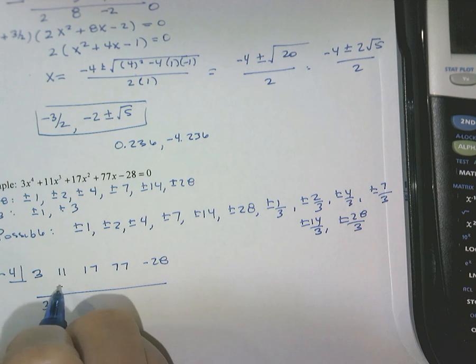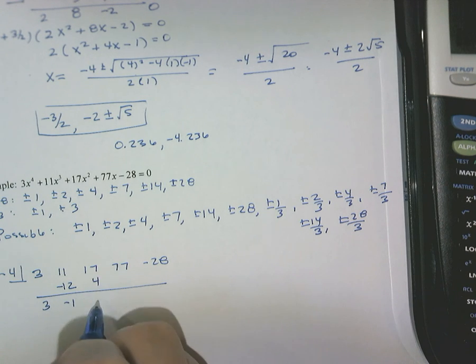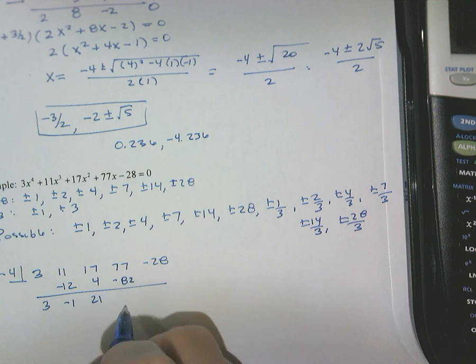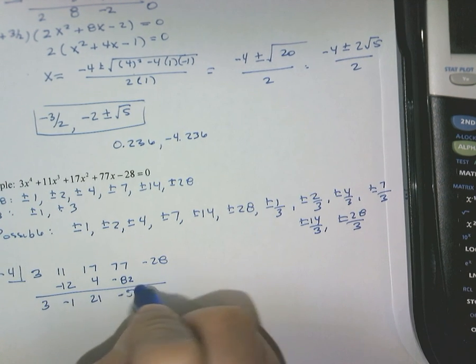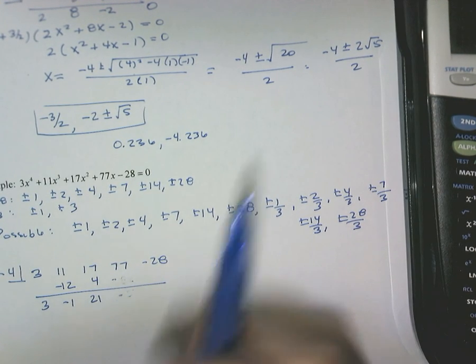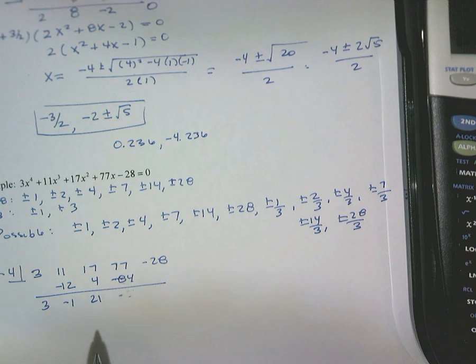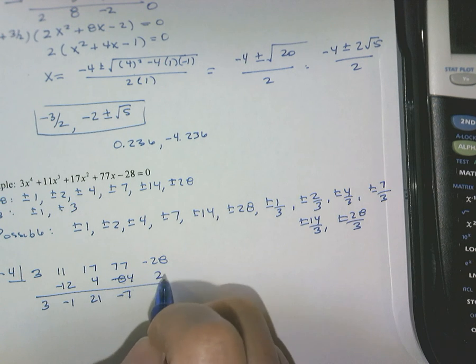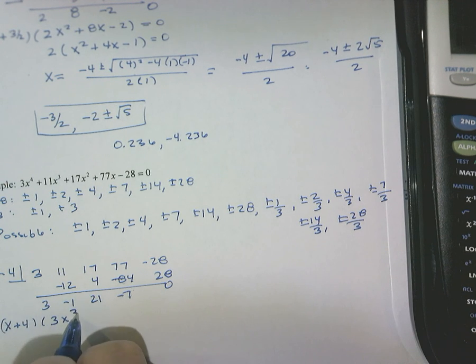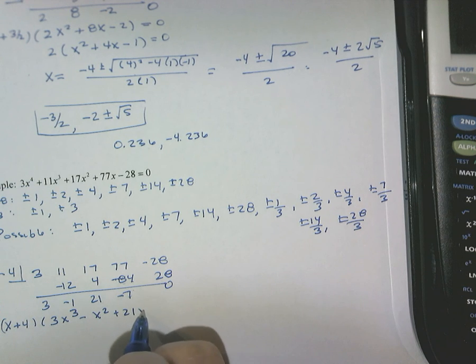Bring down the 3, multiply, add, multiply, add, multiply, add. Nope, not. Yeah, -84. I knew I made a mistake somewhere. -84, because I knew this problem had worked. Now when I add them, it's -7. -7 multiplied by -4 is a +28. So there's 0. So that means I have x plus 4, 3x cubed minus x squared plus 21x minus 7.